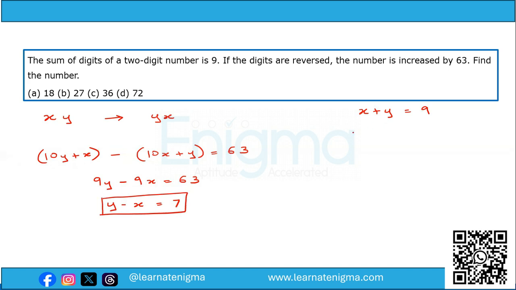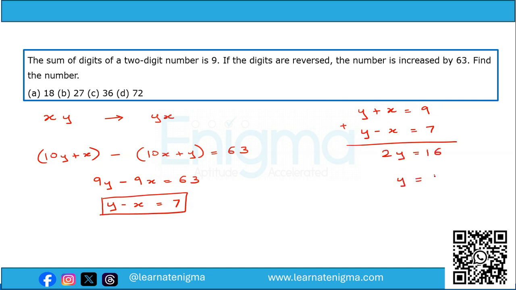Now we have two equations, x plus y equal to 9. Now we can rearrange it as y plus x is equal to 9 as well. And the second equation we have is y minus x is equal to 7. Now if we add these two equations, x will get cancelled out. We have 2y is equal to 16.